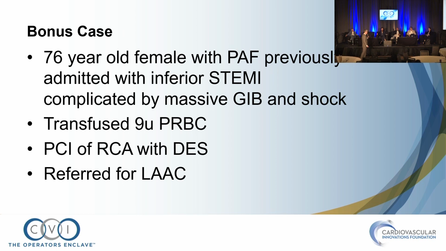If we have time for one bonus case, this is a really interesting case I just did. A 76-year-old patient had paroxysmal AFib, admitted with an inferior STEMI, massive GI bleed, cardiogenic shock, mechanical support. Patient was transfused with 9 units, and ultimately, prior to their discharge, of course, had recovery, but then underwent PCI of the right coronary artery with a drug-eluting stent.